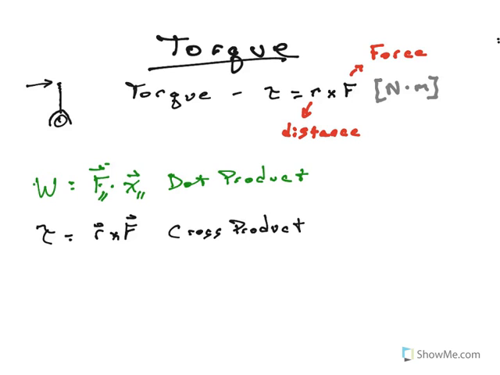And what it means is the opposite of the dot product. Instead of trying to find how much of the force is in the direction of motion, or in the distance's direction, we want to know how much is perpendicular. So consider the little picture I drew earlier with the bolt being tightened by this wrench. Notice the size of the wrench.